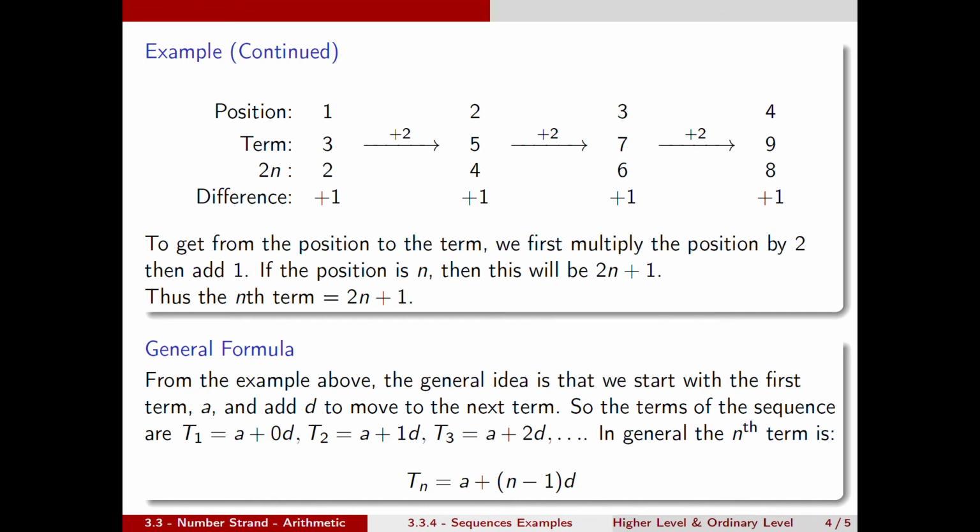There is a general formula for this. The general idea is to start with the first term, a, and add d to move to the next term. So the terms of the sequence are t1 is equal to a plus 0d, as we haven't added any of the d yet, being the common difference. t2 is then a plus 1d, t3 is then a plus 2d, and so on. So that gives us that in general, the nth term is tn equal to a plus n minus 1 lots of d.